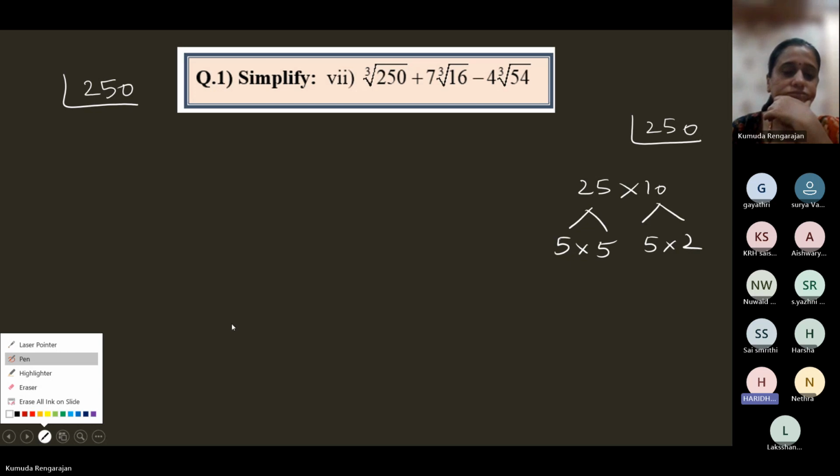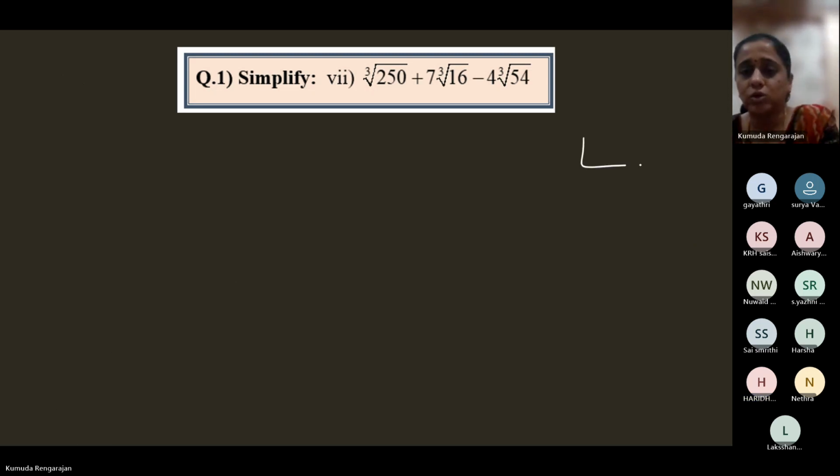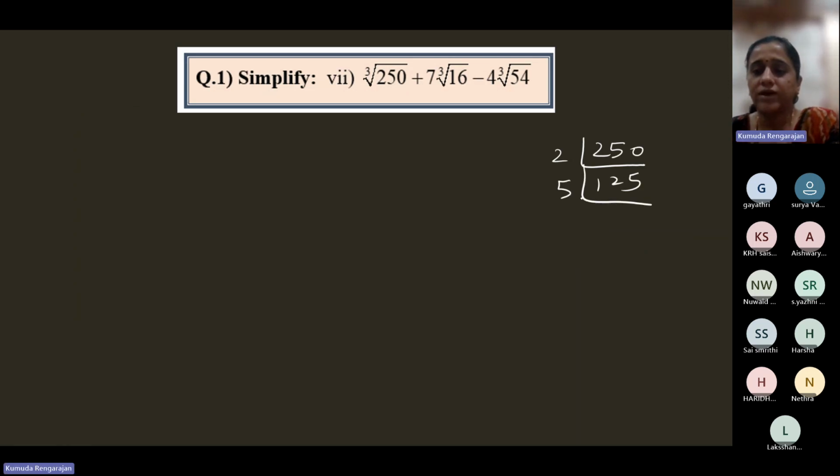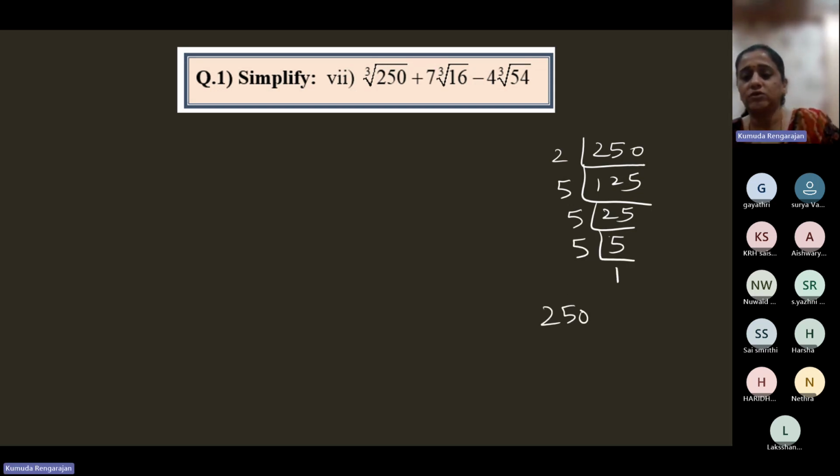Ma'am, 5 power 4, ma'am? No, 2 into 5 cubed. Ma'am, 5 into 5. 250: 2 into 125, 5 into 25, 5 into 5, 5 into 1. So 250 is equal to 2 into 5 cubed, or 2 into 5 into 5 into 5.